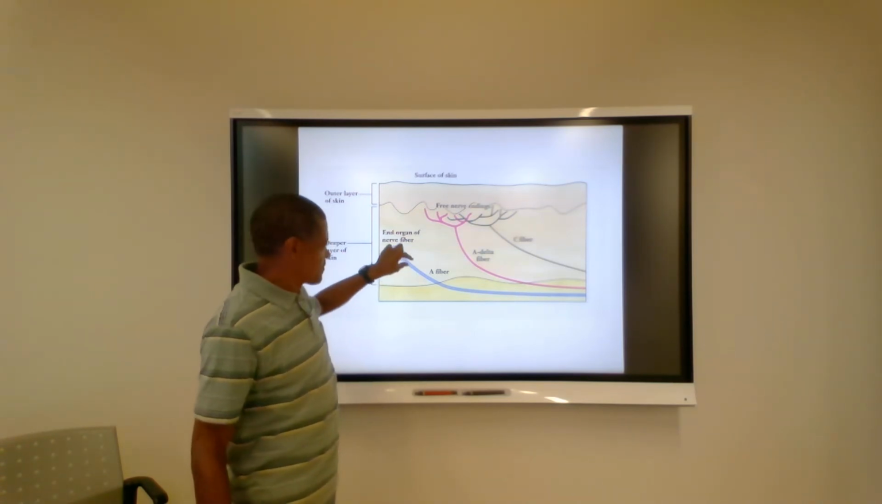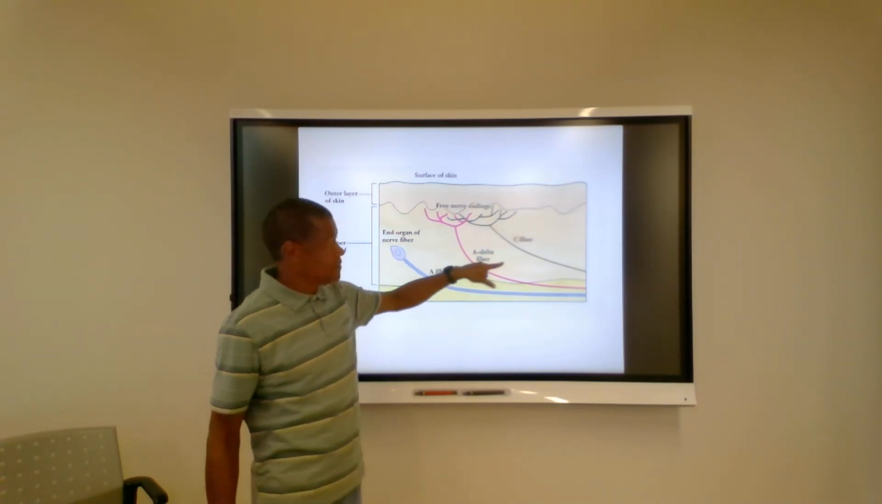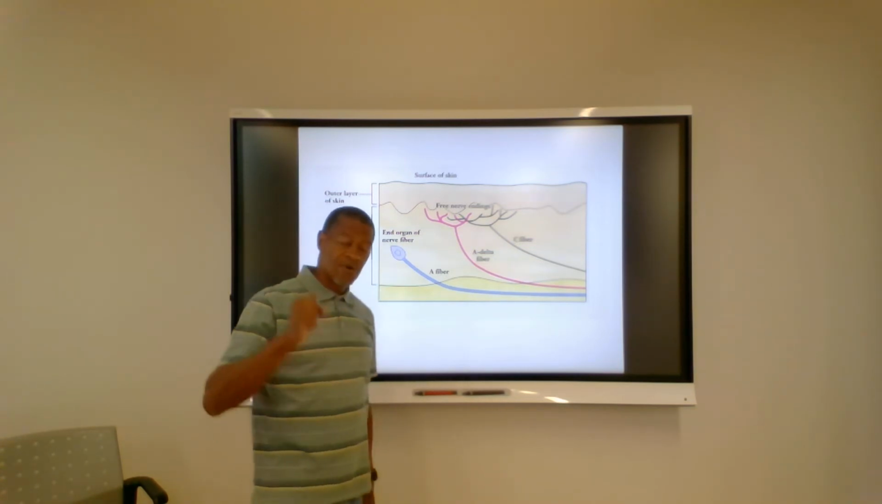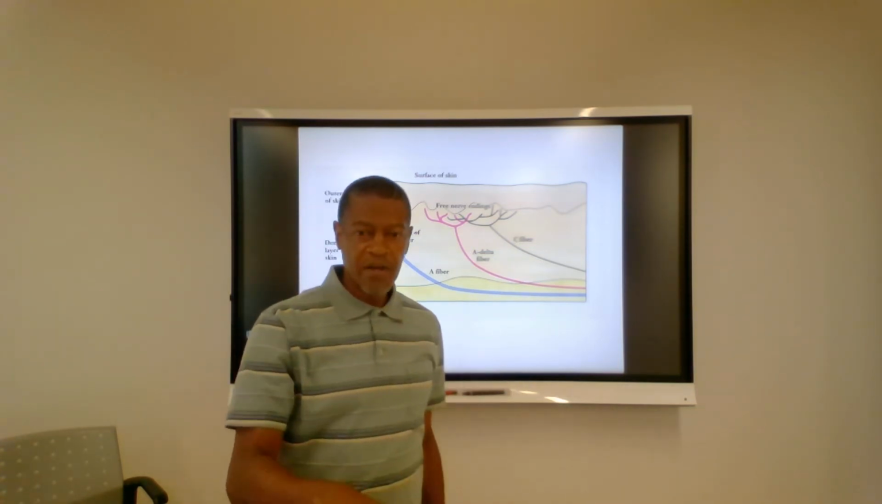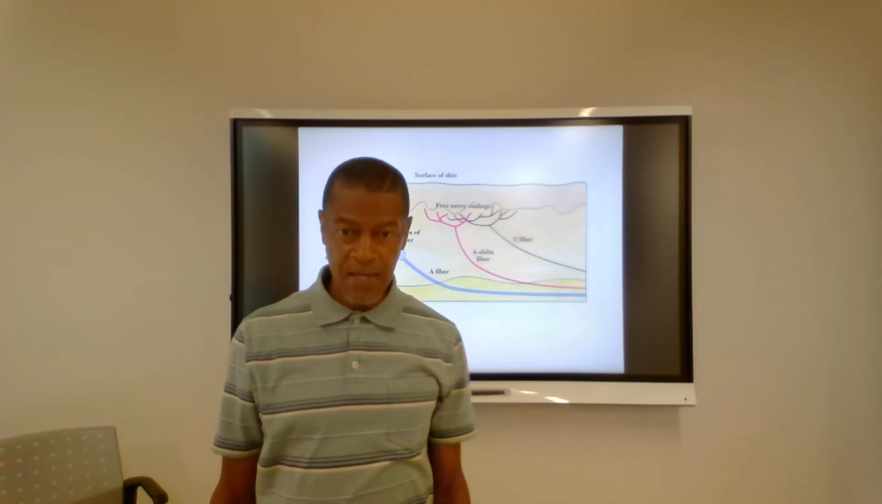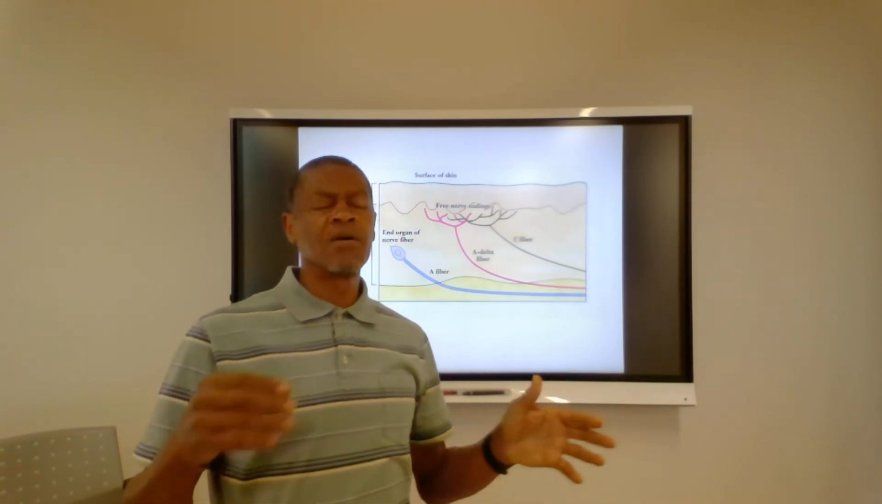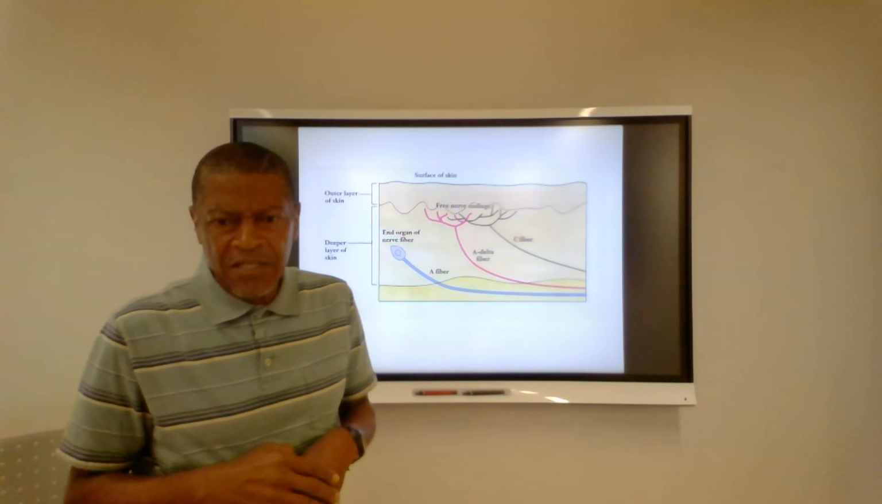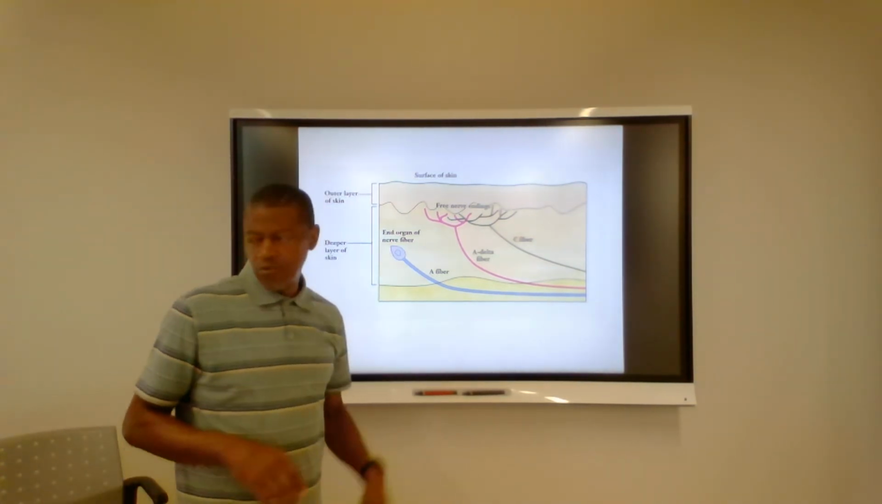Here you have different kinds of fiber. There's A fiber, A delta fiber, C fiber. Depending upon the fiber depends upon how fast it gets into the brain. It also depends upon what kind of pain you actually feel. It could be a long throbbing pain, or a quick piercing pain. It depends upon the fibers.